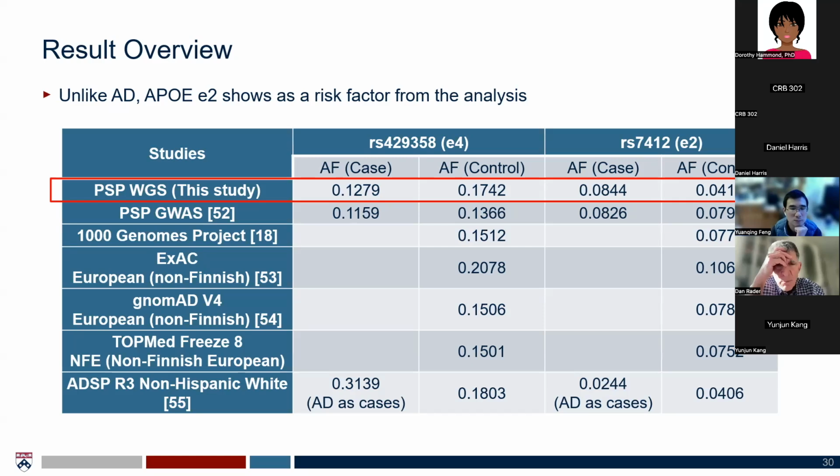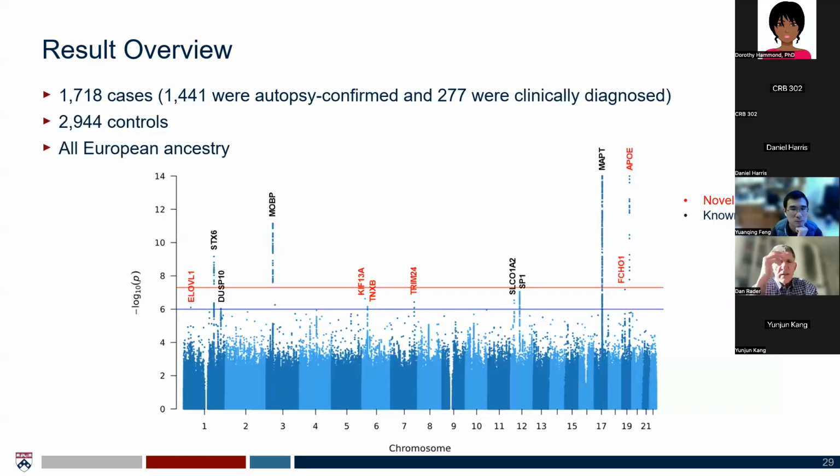Can you show us your Manhattan plot while you answer the question? Yes. Looking at this one, only ApoE and MAPT, I think some previous literature says, contribute to Alzheimer's disease. The others seem to belong to PSP specifically.